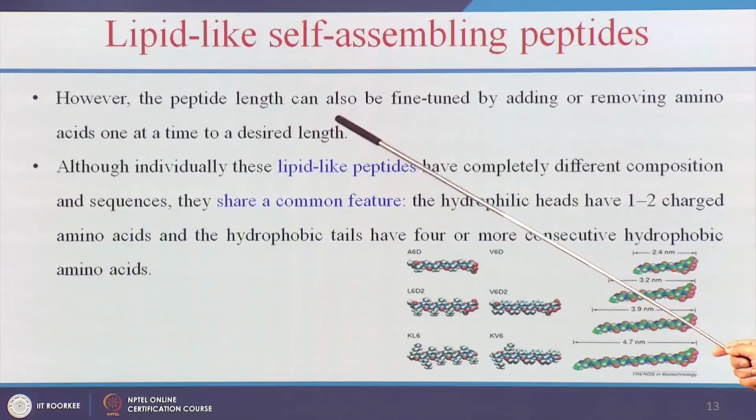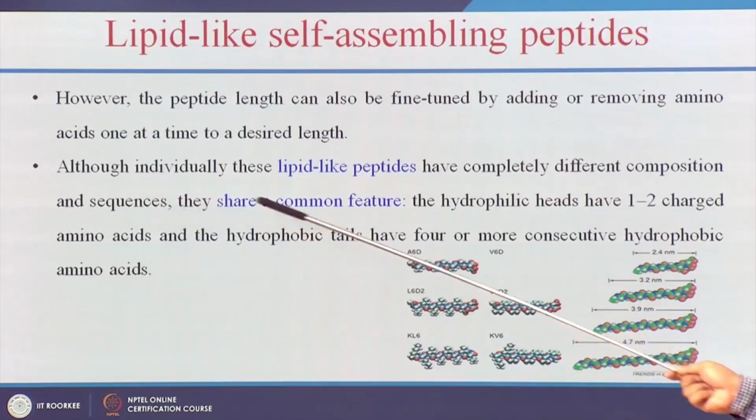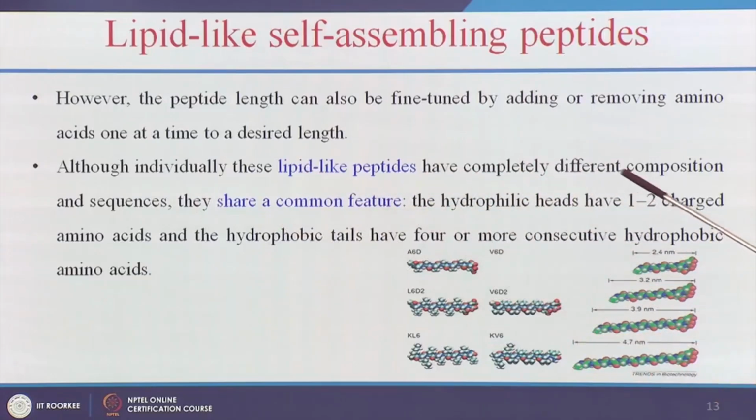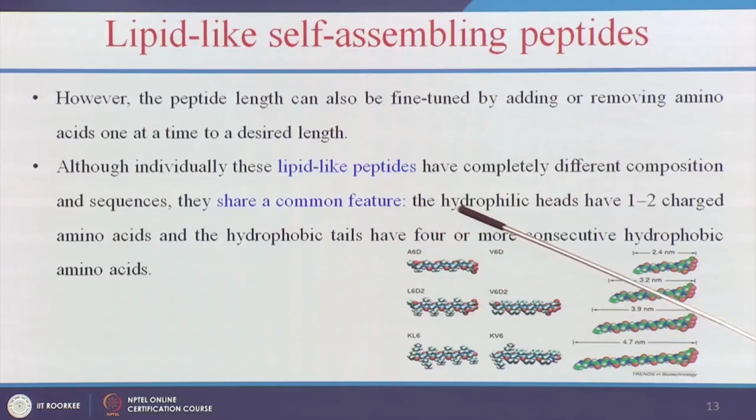Another advantage of this lipid-like self-assembling peptide is that we can fine tune the size of the hydrophobic tail by adding amino acids. So we can enlarge the size or reduce the size. Although these lipid-like peptides have completely different compositions, they share a common feature: hydrophilic heads with 1 to 2 charged amino acids, and hydrophobic tails with 4 or more hydrophobic amino acids.